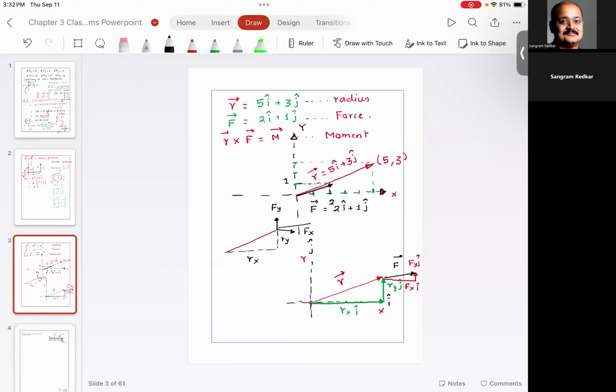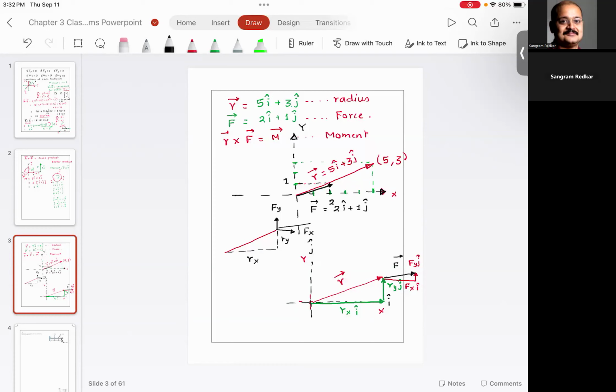Definition of moment is force multiplied by the perpendicular distance. So now when I resolve this vector into its x component and y component, and this force into its x component and y component, I can clearly see that the moment given by these forces is the product of radius in x multiplied by force in y, and radius in y multiplied by the force in x. Do you agree with me? Can you see this clearly?